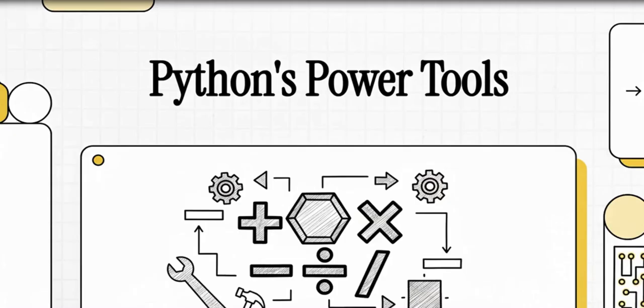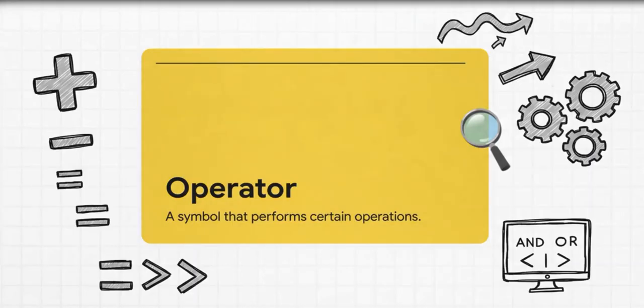Honestly, these are the absolute building blocks for pretty much everything you're ever going to write in Python. So let's start at square one. What in the world is an operator? Well, it's just a symbol that tells the computer to perform certain operations, like adding numbers or checking if two things are the same. They're basically the verbs of the programming world.